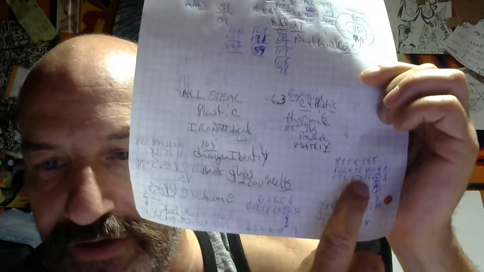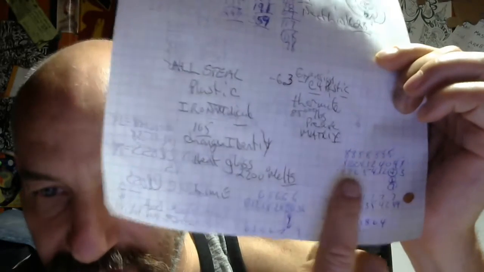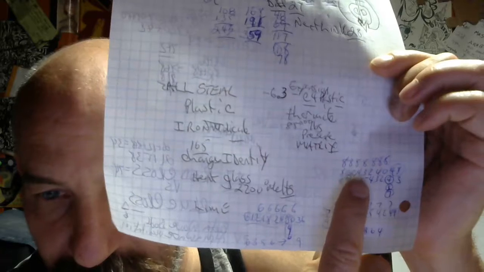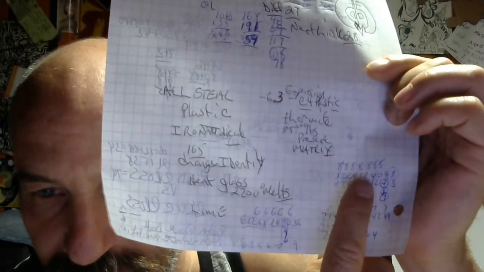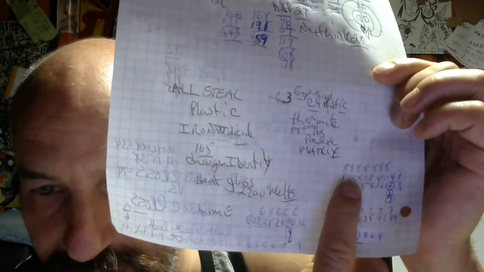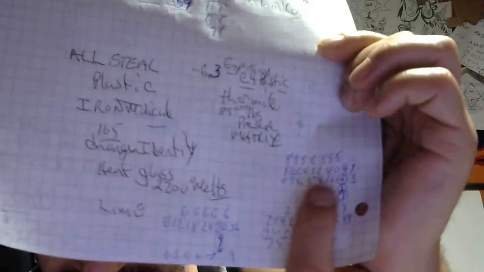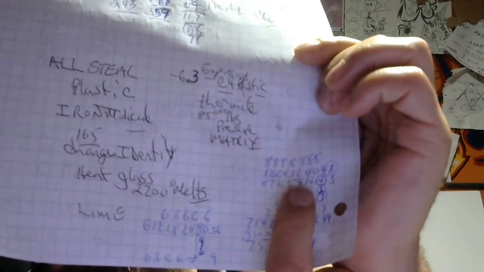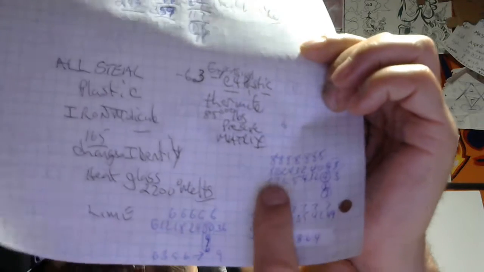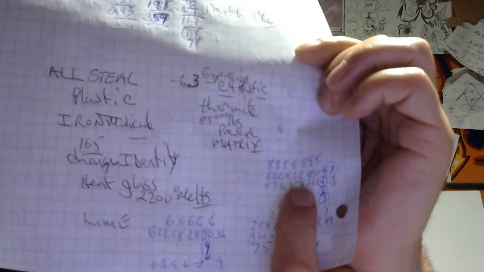The fourth one, 8, 16, 24, 32, 40. The fifth 8 is a 4. All right? 8, 7, 6, 5, 4.